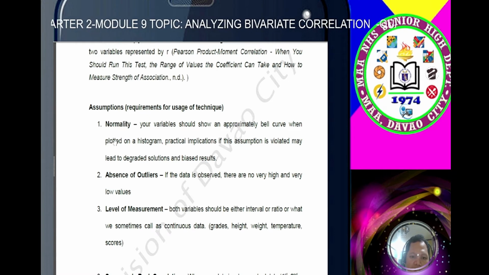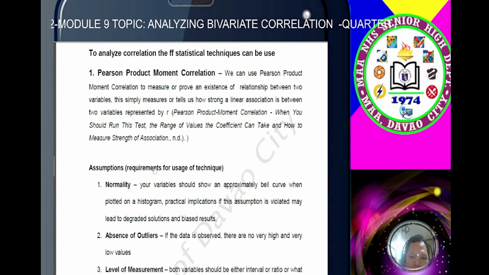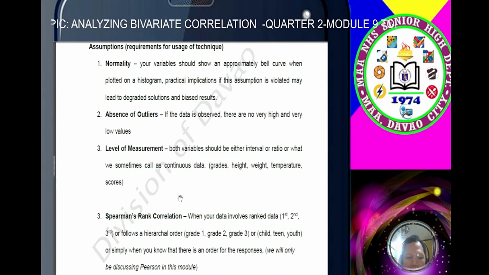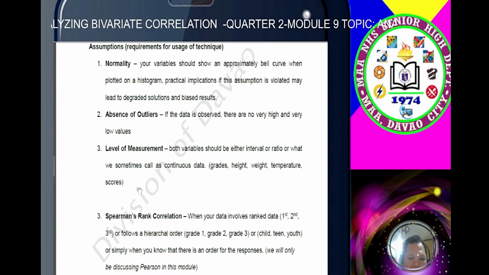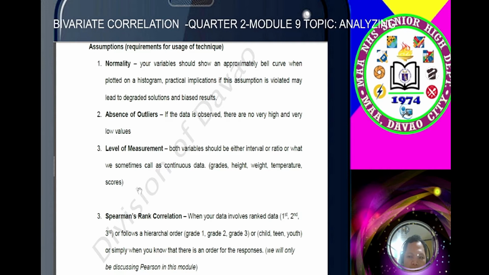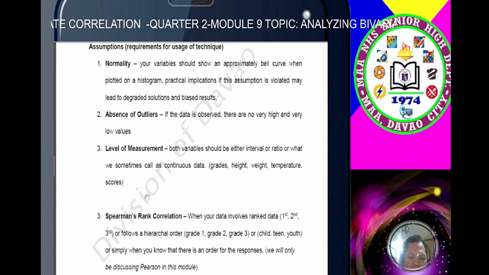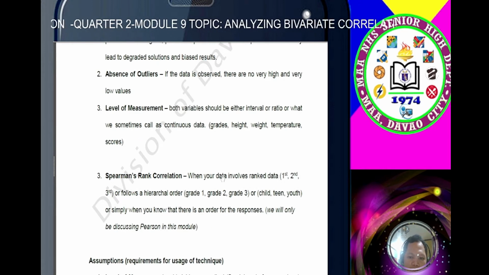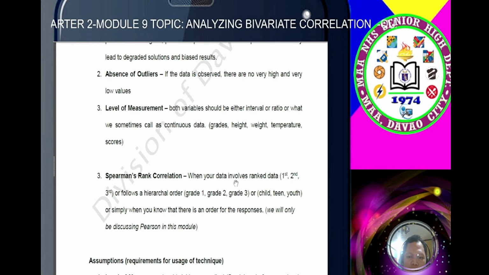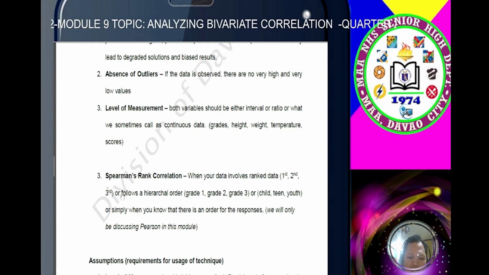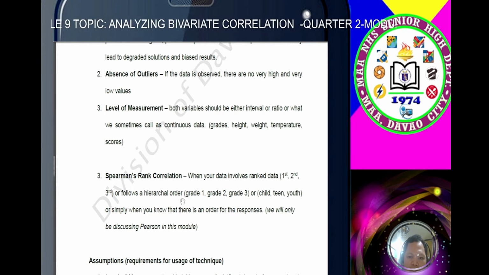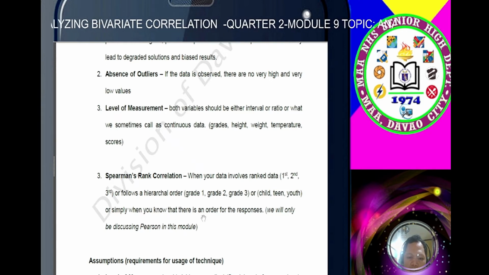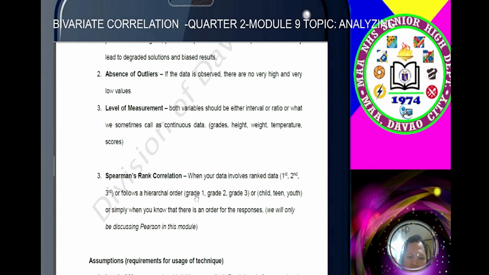So we have these assumptions. Okay, so this is another counterpart. Like I said earlier, the non-parametric counterpart of the Pearson product, we have the Spearman's rank correlation, or the Spearman rho. So when your data involve rank data, so first, second, third, or follows a hierarchical order, grade 1, grade 2, grade 3, and so on, you will use this Spearman rank correlation.